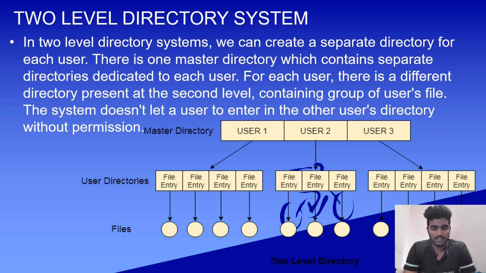So here's a typical view: user 1, user 2, and user 3. Those are the master directories. User 1 is divided into several other directories dedicated to each user, that is file entry, file entry, file entry. Similarly in user 2 and user 3, and in these file entries the files can be stored.